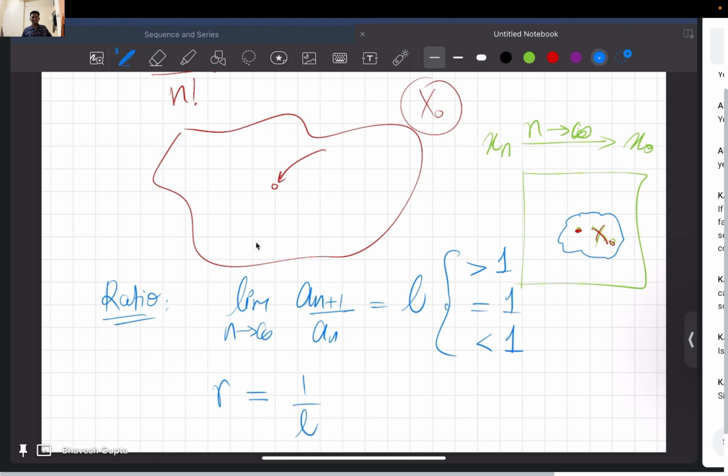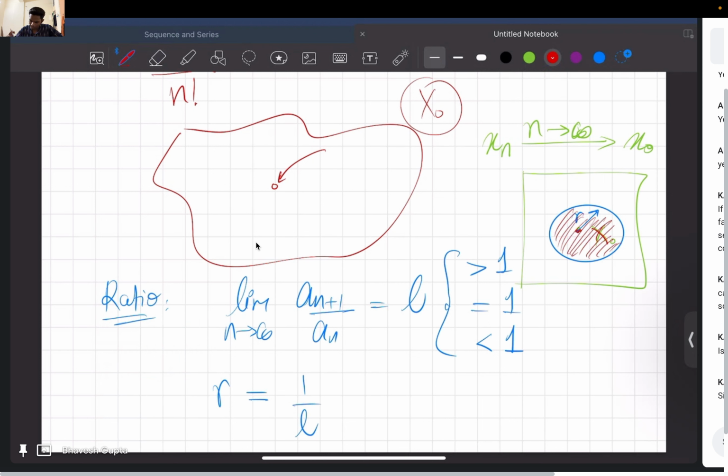That's interesting, because every time you are calculating this, you have been calculating the radius without knowing it. So you can make a circle around this x naught, and this radius gives you the convergence region, whatever the sequence you have defined. So that's the convergence here.